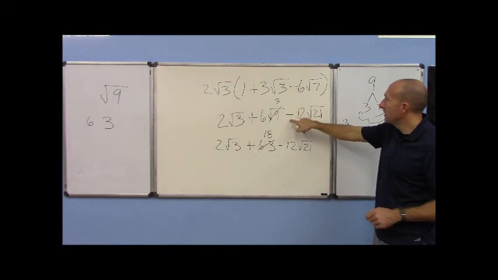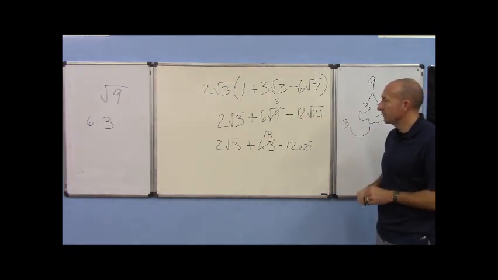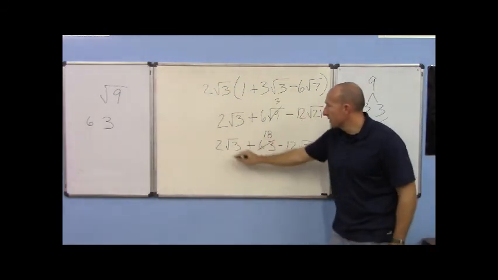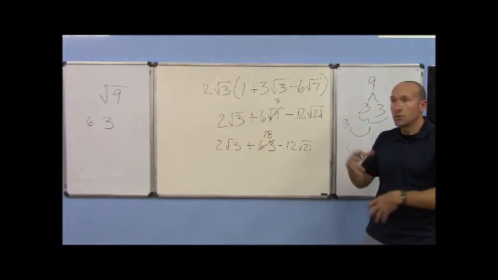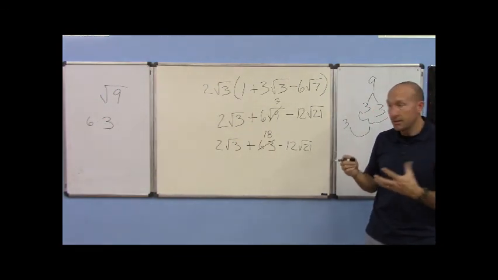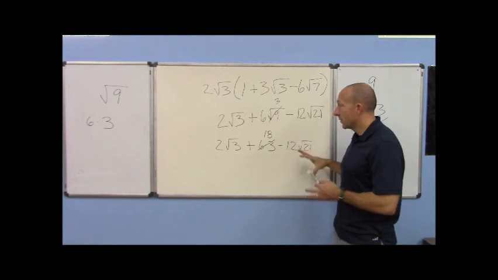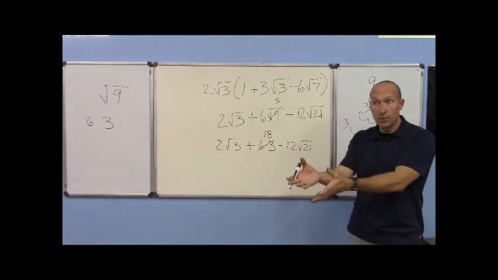And then minus 12 times the square root of 21. But this will be our answer down here. There's nothing more we can combine. There's no more multiplying or dividing taking place. So what's left is adding and subtracting, just like what was brought up earlier.